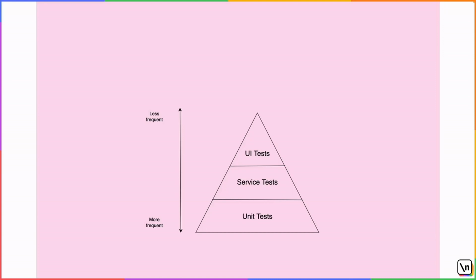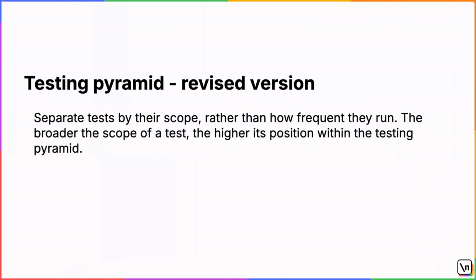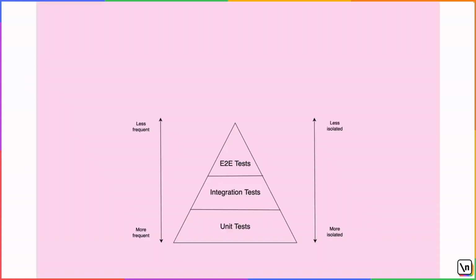This categorization based on targets, which are functions, service, or interface, can be problematic, and instead, I suggest separating tests based on scope. In the revised testing pyramid, it is advised that you separate tests based on their scope and how frequently they run. In the revised testing pyramid, the largest scope is at the top with end-to-end tests. This simulates full user journeys through the app, interface, or API containing many moving parts. Below the end-to-end tests are integration tests, which combine units into modules and services to test interactions.